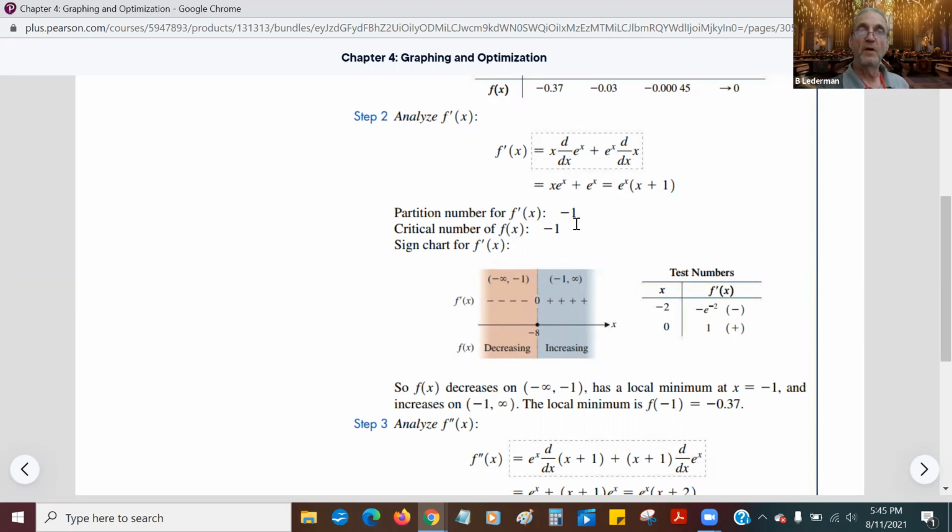So that's my partition number, and there's one critical number, which is x equals -1. So now my sign chart. This is weird. Again, I think this is just full of typos, because that -8 should be a -1.